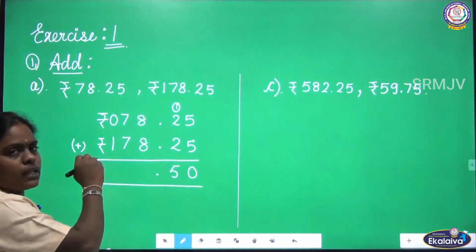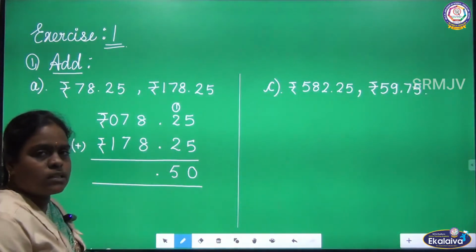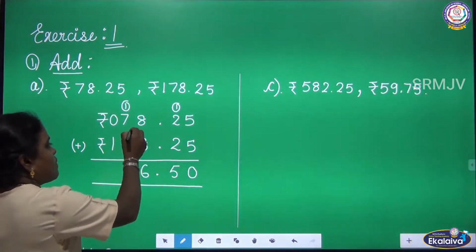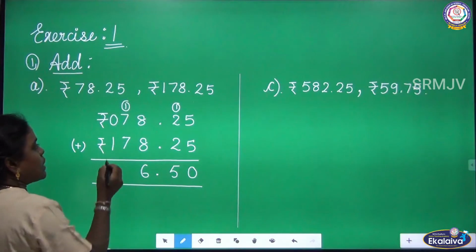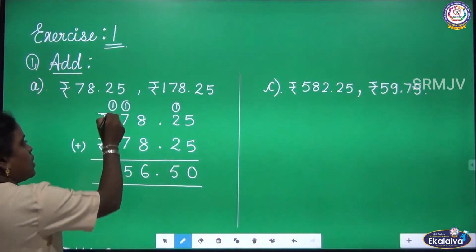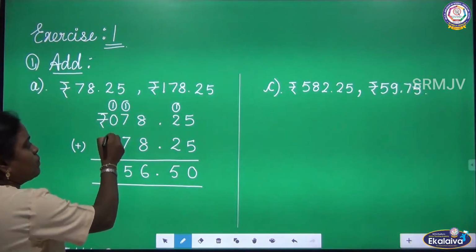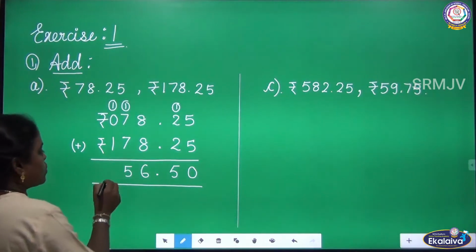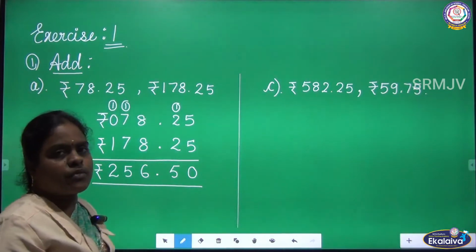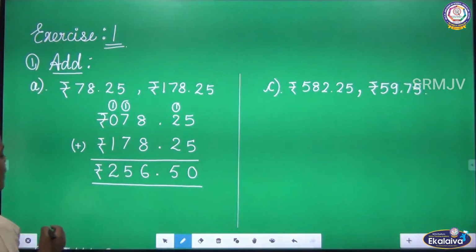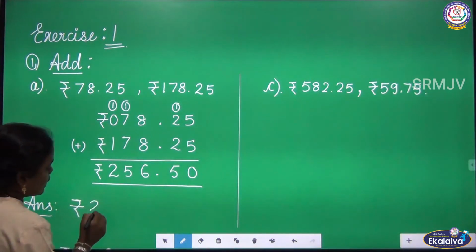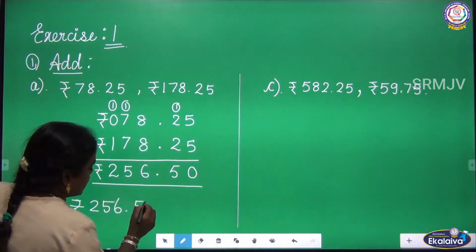And now I am going to add the rupees column. 8 plus 8 is 16. Write 6 down, 1 carry over. 7 plus 7 is 14. 14 plus 1 is 15. Write 5 down, 1 carry over. Now 1 plus 1 is 2. 2 plus 0 is 2. So if you add the given amount, you can get 256 rupees and 50 paise. Let us write the answer. 256 rupees and 50 paise.